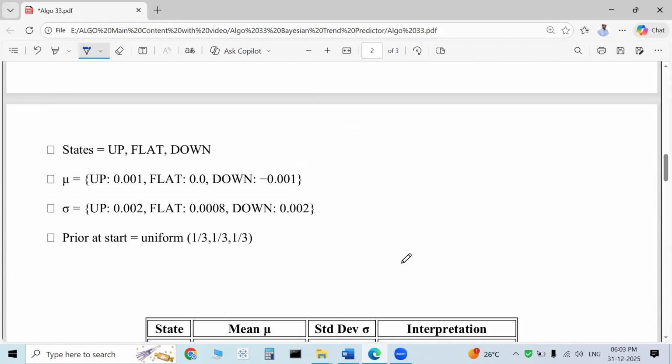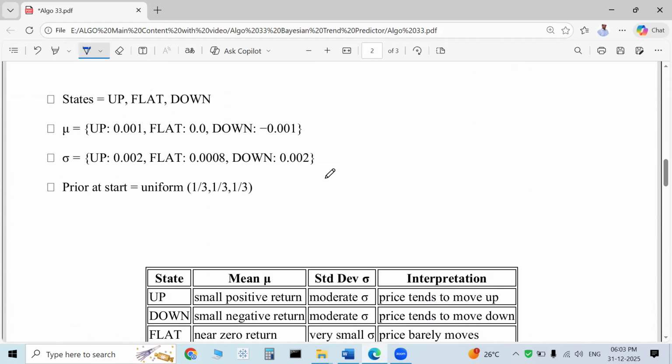Now here we are going to use two types of different values. The first is called mu, and the second one is called sigma. And the mu and sigma are fixed, so you need to note this down. The mu for the up movement is 0.001. For the flat it is 0, and for the down it is minus 0.001. For sigma, for the up it is 0.002, flat 0.008, and for the down it is 0.002.